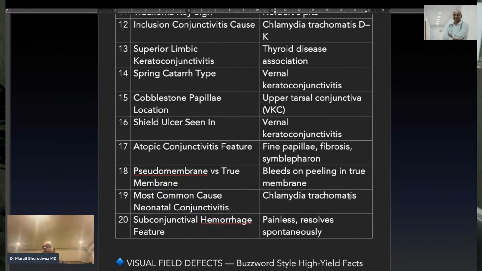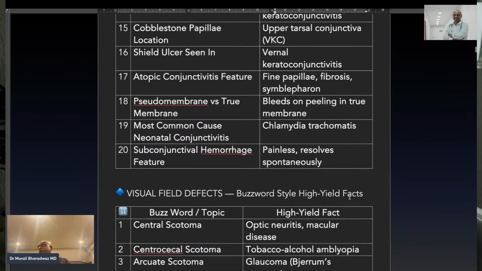Yes. Cobblestone: follicular and papillary, two hypertrophies. So viral infections cause follicular and papillary hypertrophy that lead to cobblestone appearance, which typically involves the upper tarsal conjunctiva. Similarly, there is an ulcer which will form in the cornea, which is shield shaped. Shield ulcer is characteristic. Right?